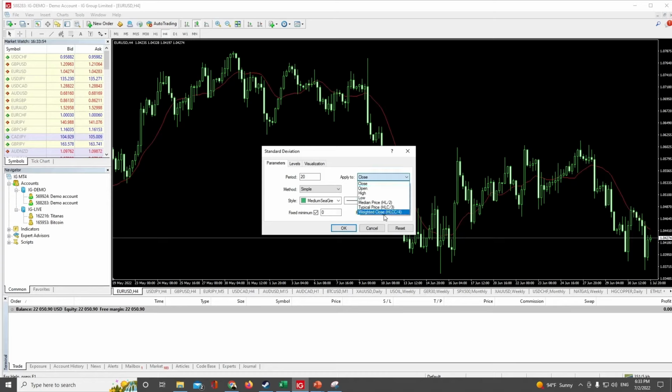I choose the typical price, to be honest. Open, high, low, close. I prefer it because it gives a much fairer value, a better representation of the indicator. Of course, you can play with the values and you can understand why. The period is 20.